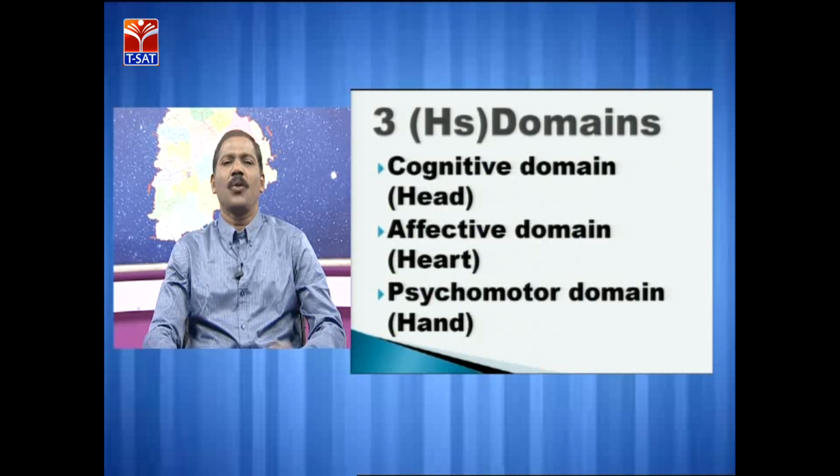Number 1, cognitive domain. This concentrates on head, also knowledge. The second one is affective domain. This is focusing on heart, means emotions, thoughts, etc. And finally, psychomotor domain. This speaks about hand or skills.